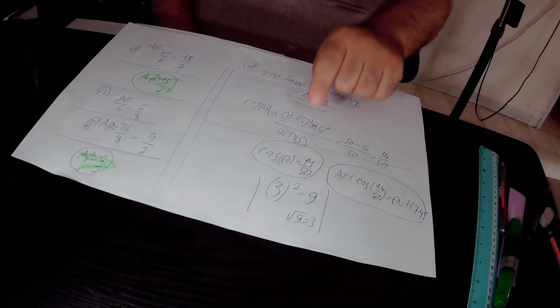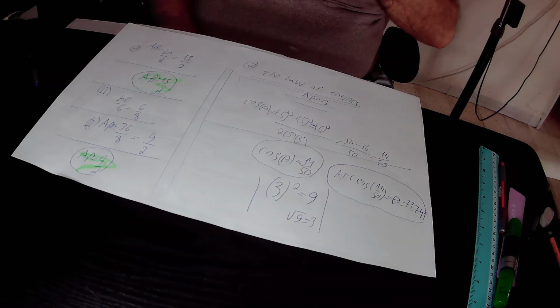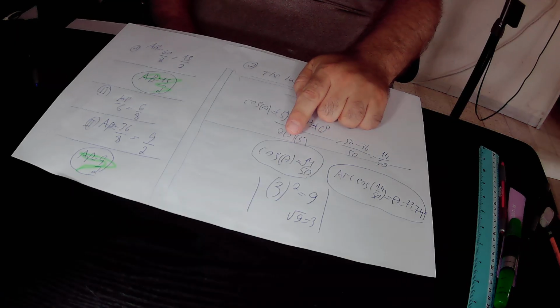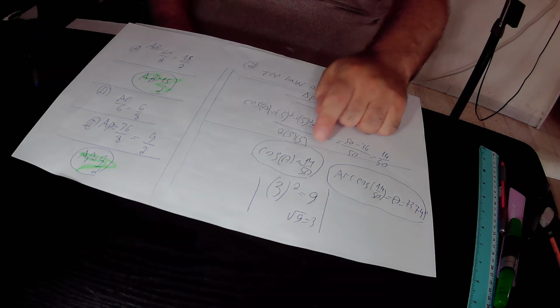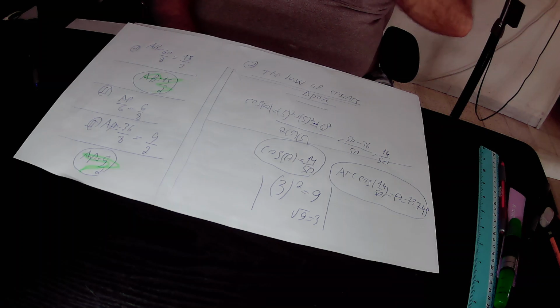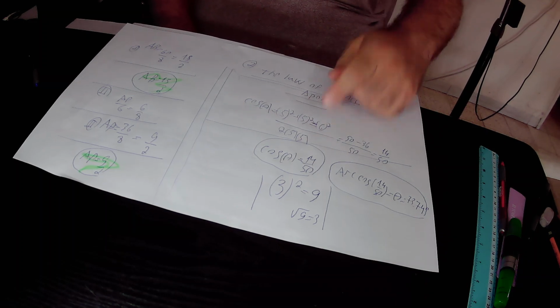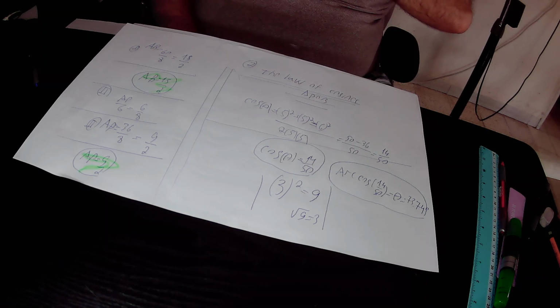We would like to find the value of theta itself. We operated the function cosine on an angle theta, and the result is 14 over 50. So how can we find the value of theta itself? In order to find it, we use the rule that says that the inverse function cancels out the operation of the function.